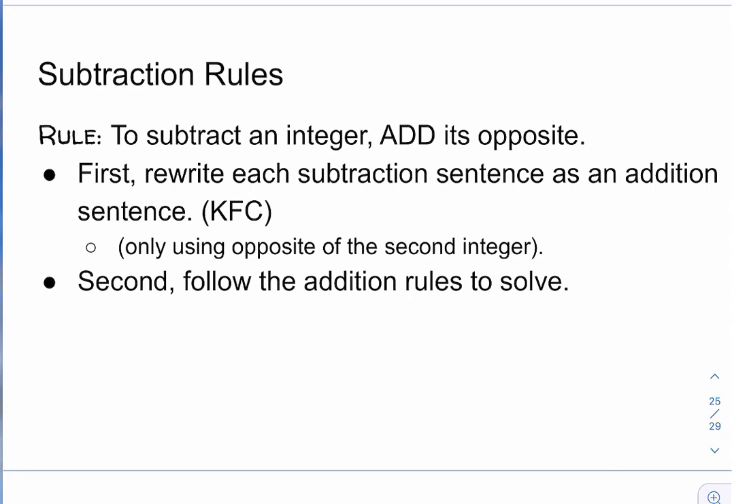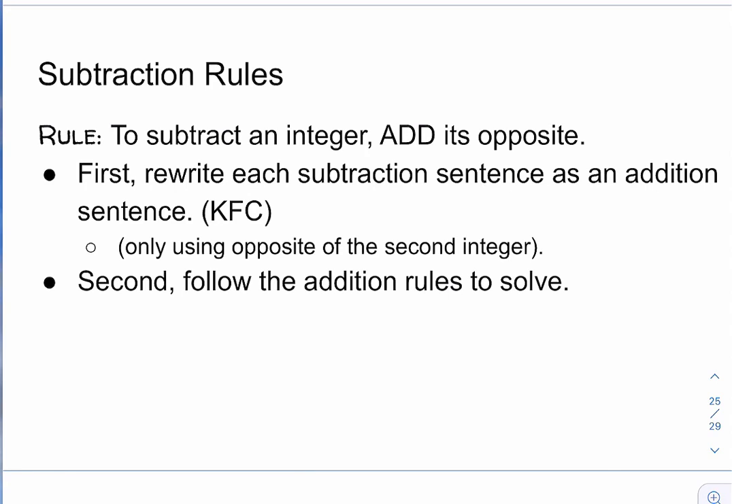We've previously talked about how subtraction is the opposite of addition. And what we've shown through using integer chips and number lines is that if we're subtracting an integer, it adds its opposite. So there are two little steps in doing this. The first thing we're going to do when we have an integer subtraction question is rewrite each subtraction sentence as an addition sentence. But specifically, we're going to add its opposite.